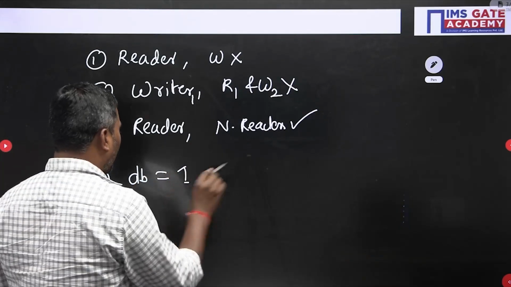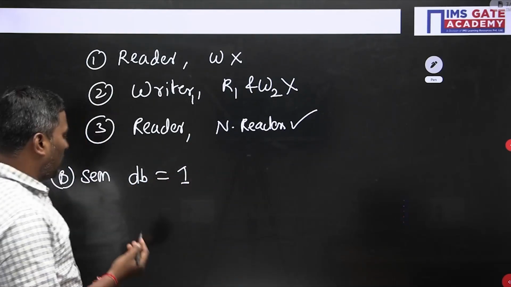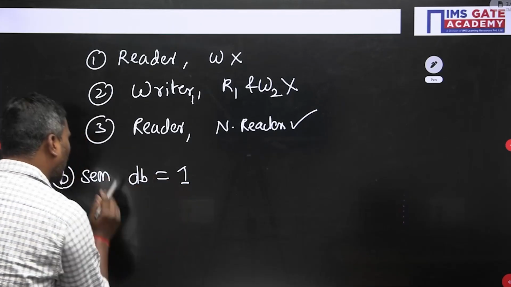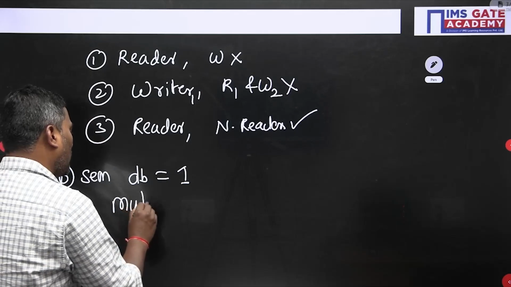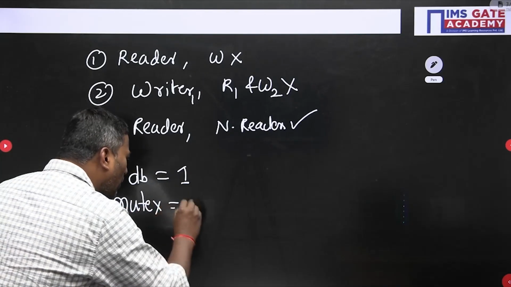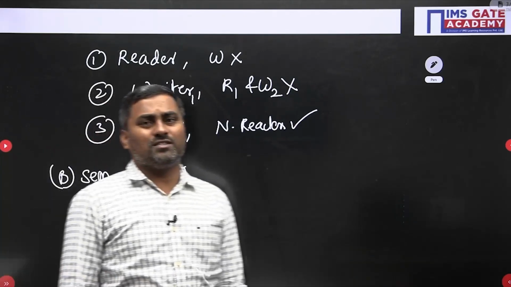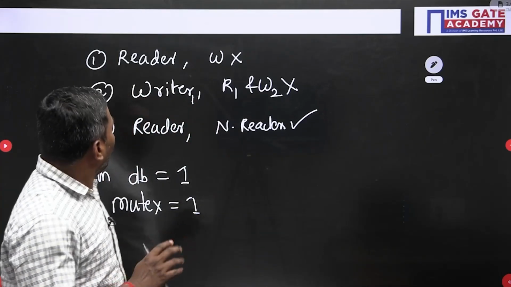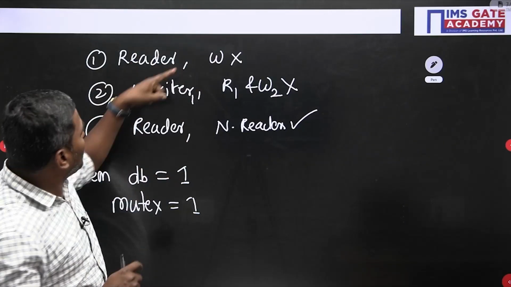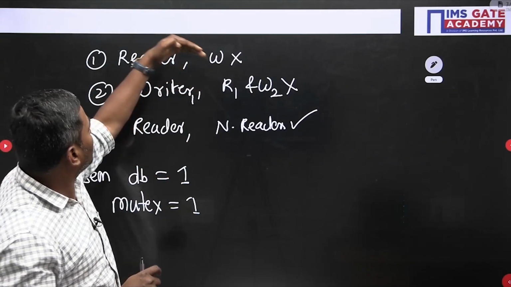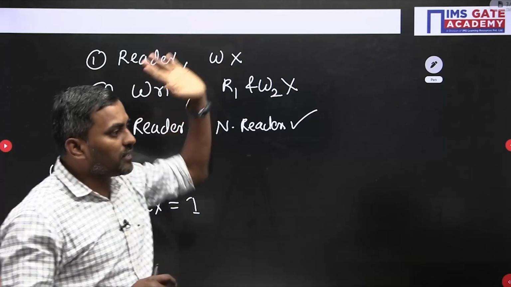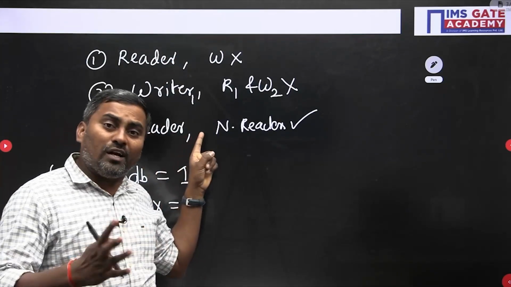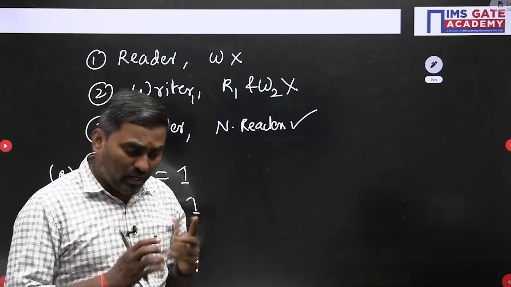I will initialize this to 1. One more variable I am taking is mutex, which should also be initialized to 1. Why is the mutex variable required? DB is going to provide mutual exclusion between reader and writer, or writer and writer. Now, when one reader comes, can I allow n number of readers? Yes, n number of readers are allowed.